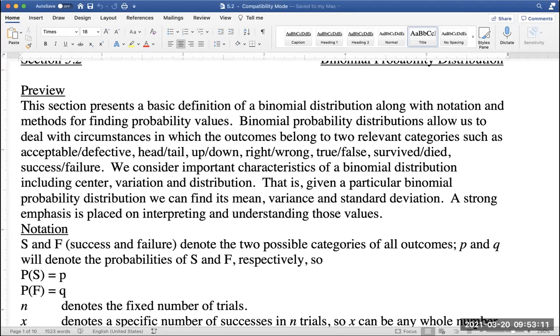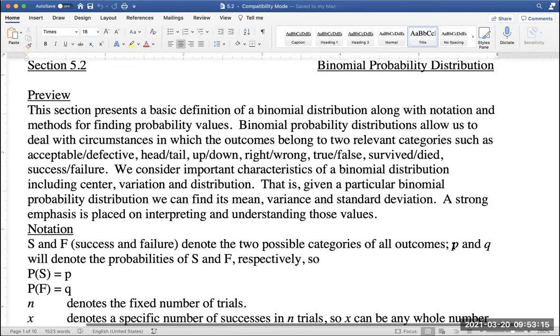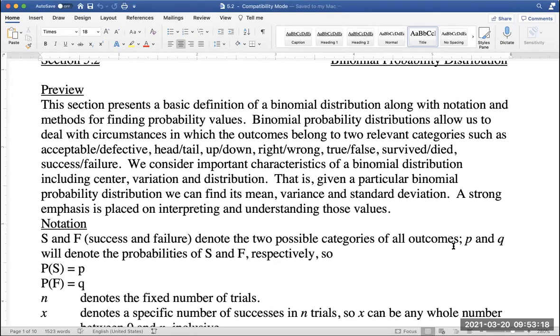In a binomial distribution, in a Bernoulli distribution, having a Bernoulli random variable, we're looking at circumstances that have only two outcomes, such as acceptable, defective, head, tail, up, down, right, wrong, true, false, survive, dead, success, failure. So in these situations, we're going to be looking at situations where we have these two possible outcomes.